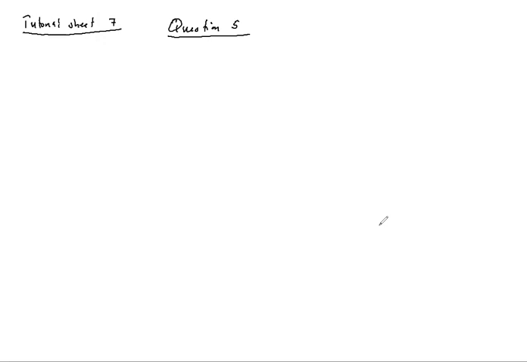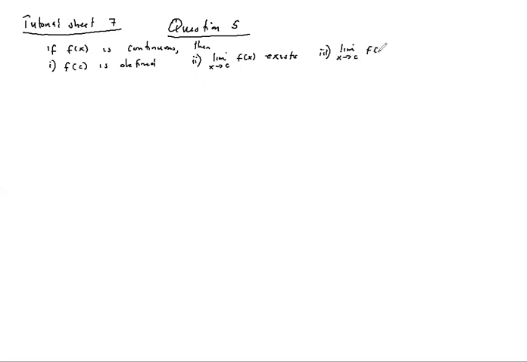Now remember, continuity, we said, if f of x is continuous, then one, f of c is defined. Two, the limit as x goes to c of f of x exists, and three, that limit as x goes to c of f of x, which exists, is the same as f of c. Whether on an interval, whether on a point, on anything, this is what makes a function continuous.